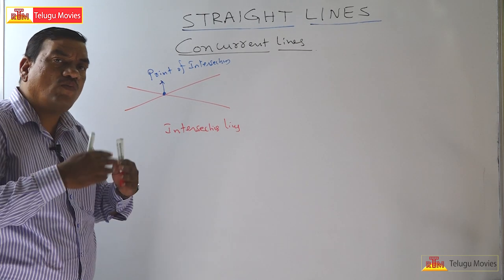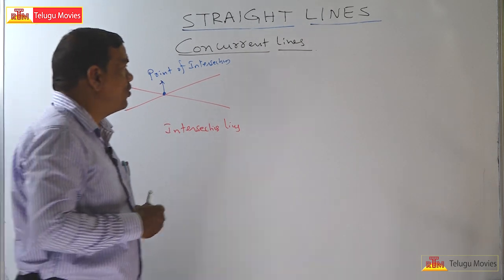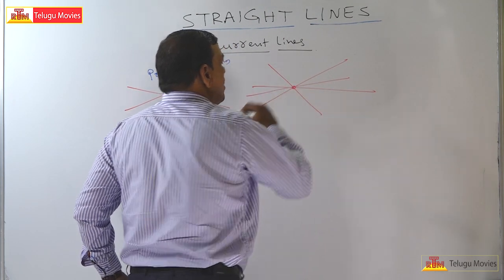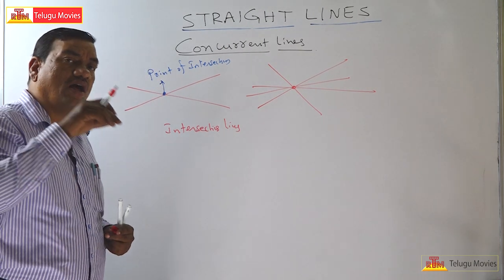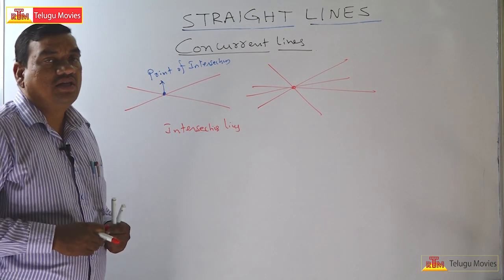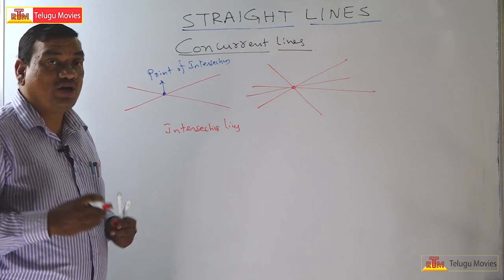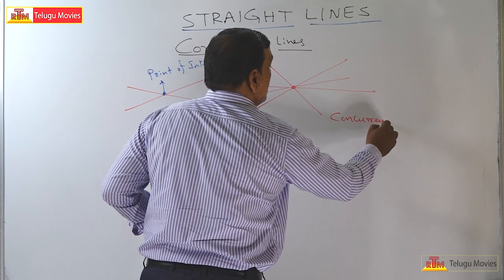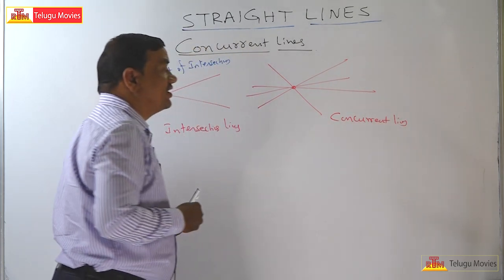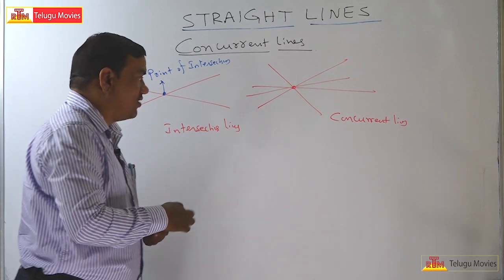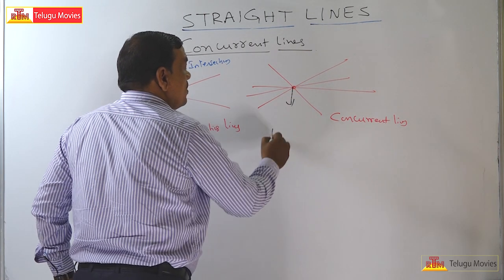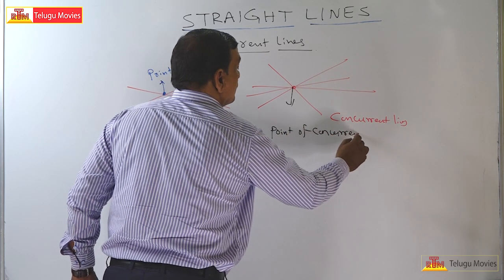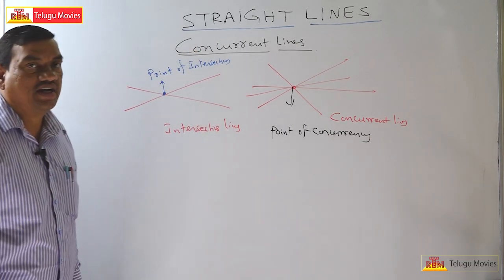Suppose more than two lines are there, for example 1, 2, 3, 4. If all of them pass through the same point, that means all contain the same point, then these lines are called concurrent lines. And that point is called the point of concurrency.